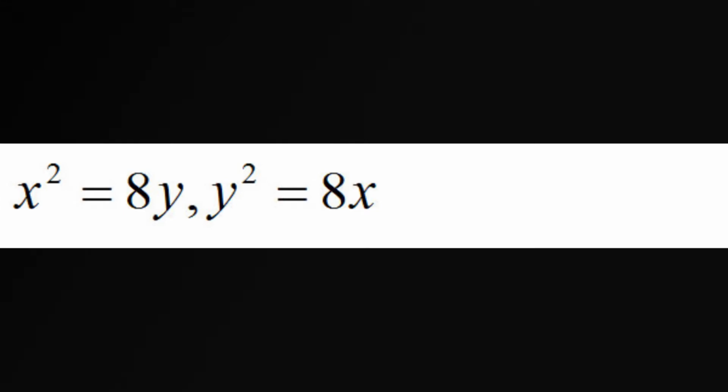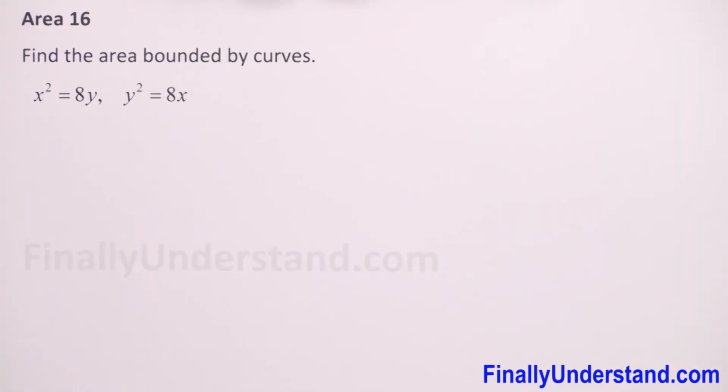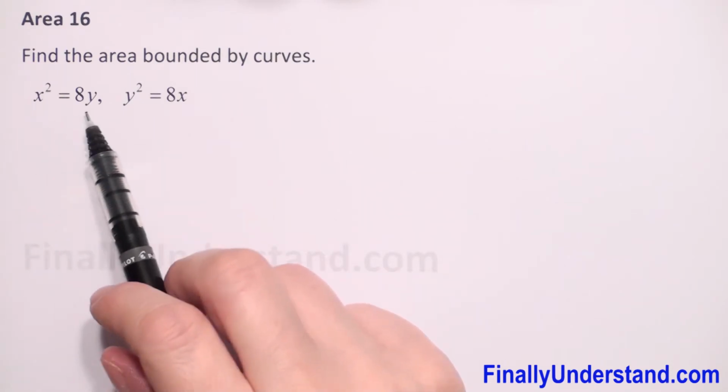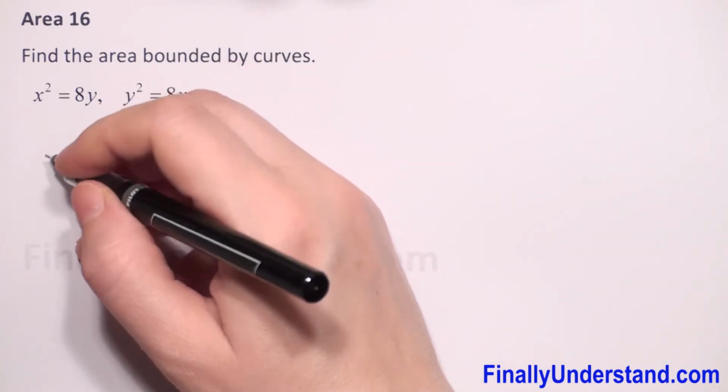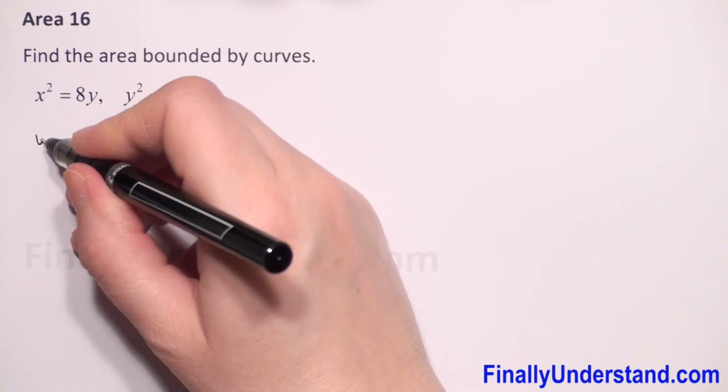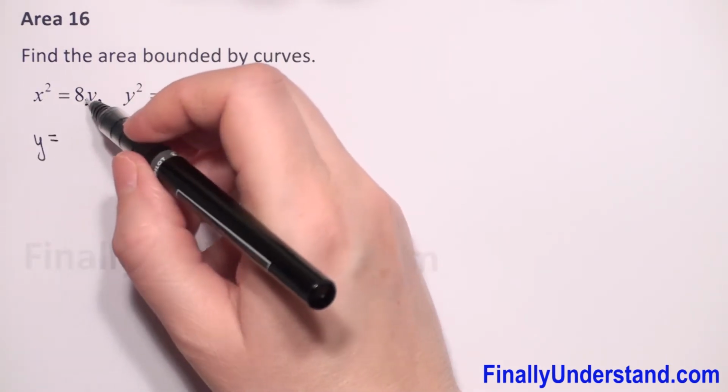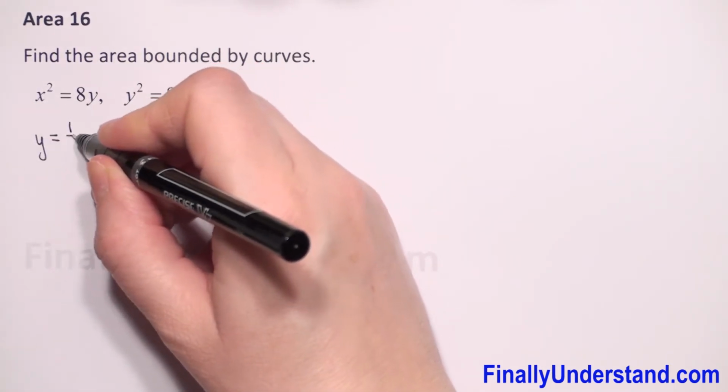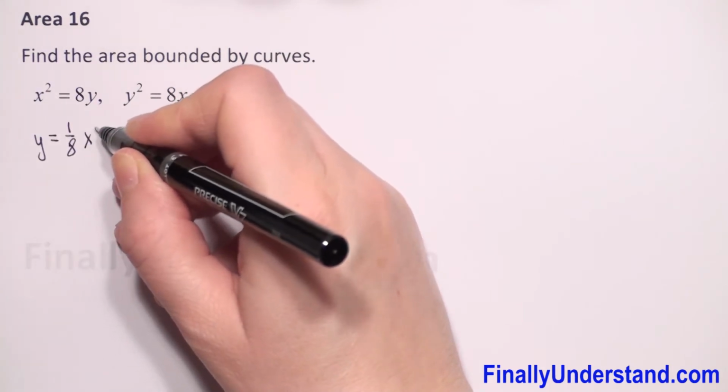We have two given parabolas. First, we will find the intersection points. We will set the two equations equal, but first we will find from the first equation that y is equal, we divide both sides by 8, so we have 1 over 8 x squared.